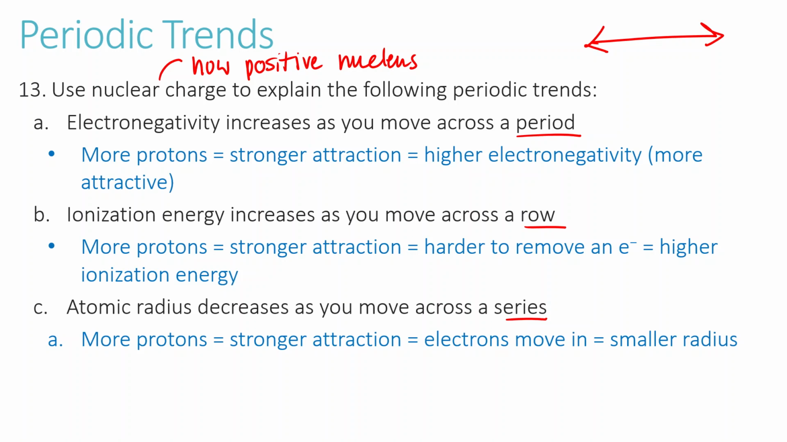As we gain more protons and that attraction gets stronger, it's also going to be more difficult to remove an electron. So that's going to be higher ionization energy. And atomic radius is going to decrease because as that attraction gets stronger, those electrons move in closer and we end up with a smaller radius.